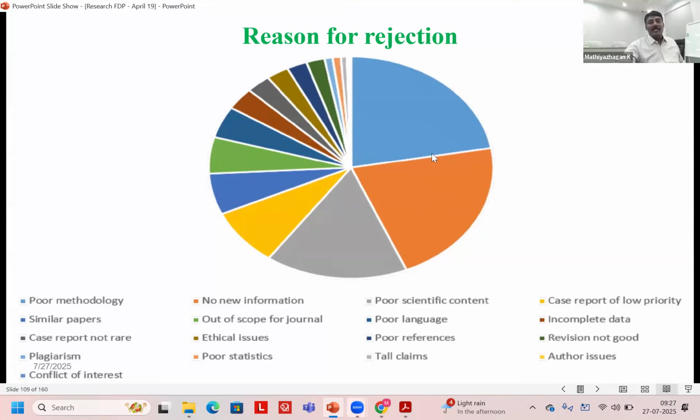After this one, which is 1, 2, 3, what about the fourth one? The report of low priority. What is a case report of low priority? We are not focusing on a specific issue or specific case. In general, we are writing papers. Okay, here, example here.